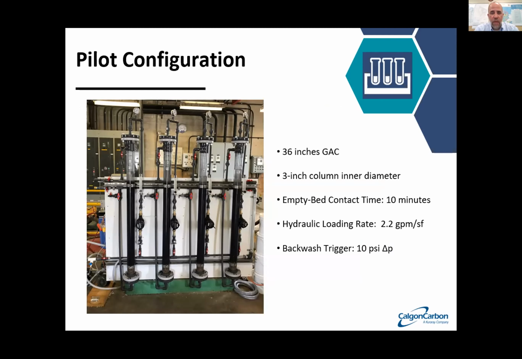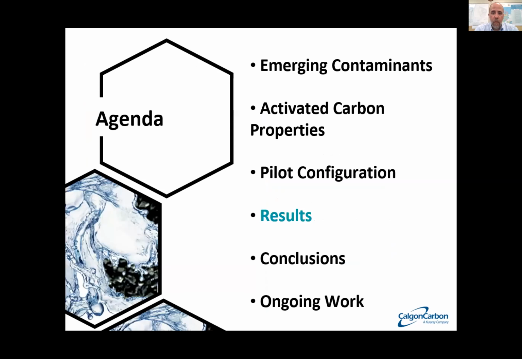And the backwash trigger for when I'm going to talk about the backwashing results, that was 10 psi of differential across the carbon column. So the graduate student operating the system, every time it hit 10 psi, he'd come in and backwash those. Typical backwash frequency was 15 to 20 minutes at a 30% bed expansion. Let's dig into some of the results.